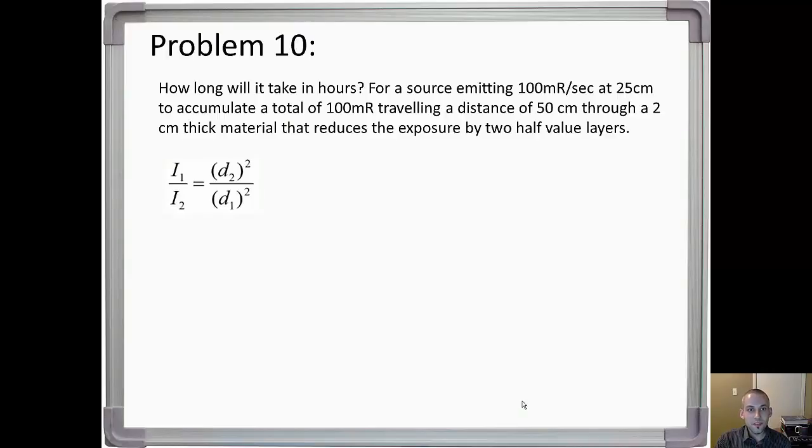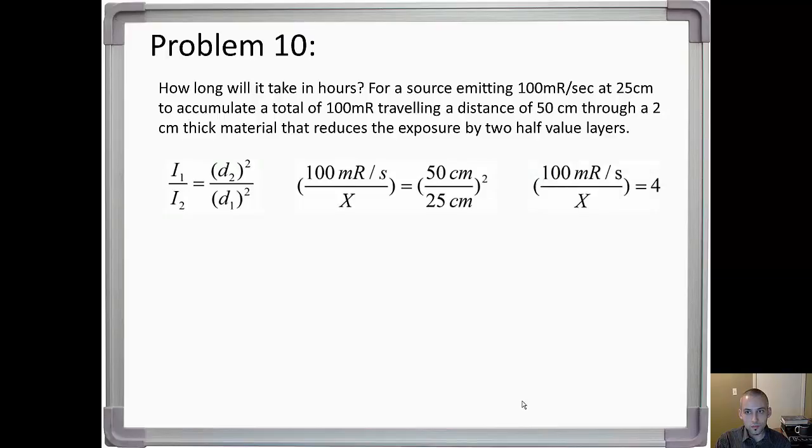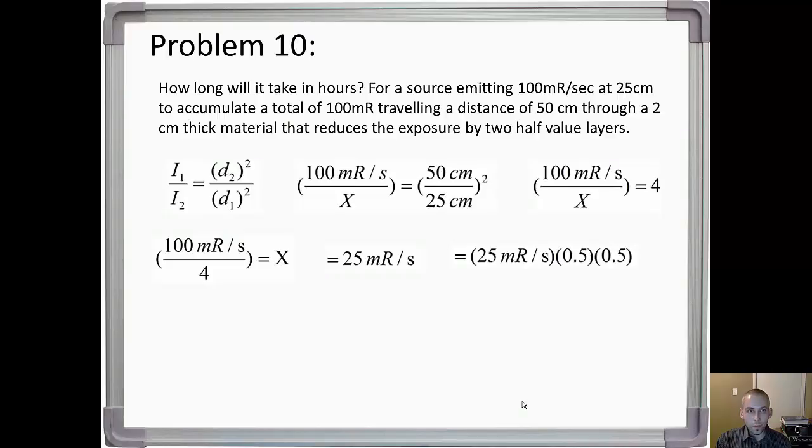Inverse square law first. Okay, we have 100 milliroentgens per second. We have our final distance and our initial distance. Put it in. Okay, calculate it. And we get 25 milliroentgens per second. Okay. So now we're going to have to factor in these 2 half valulars. So we're going to multiply it by 2 half valulars. One half valular means you reduce the intensity by 1/2. So you can go by 0.5 for each one. So nothing too fancy there. We get our answer of 6.25 milliroentgens per second.